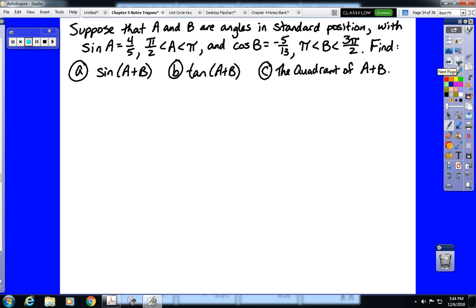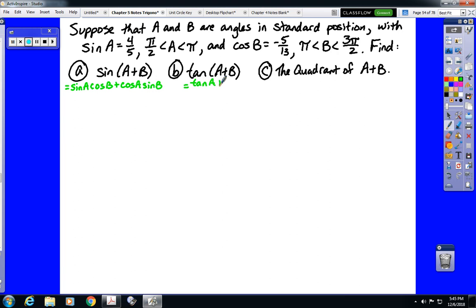Now for the long problem. The only reason that this is a long problem is because of what we needed to know in order to do the problem. Remember, if we're being asked to find the sine of a plus b, that means we need to know the sine of a, the cosine of b, the cosine of a, and the sine of b. And if we're asked to find the tangent of a plus b, that requires us to know the tangent of a and the tangent of b in order to fill out our various identities.